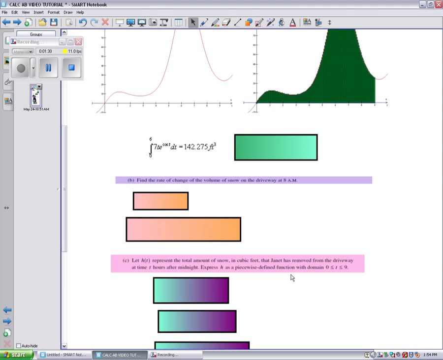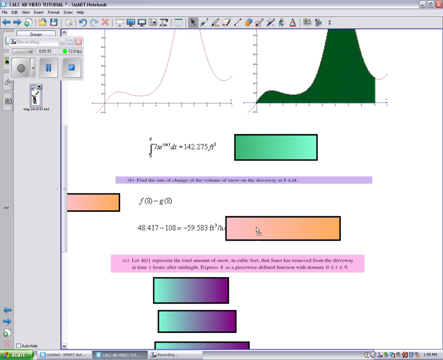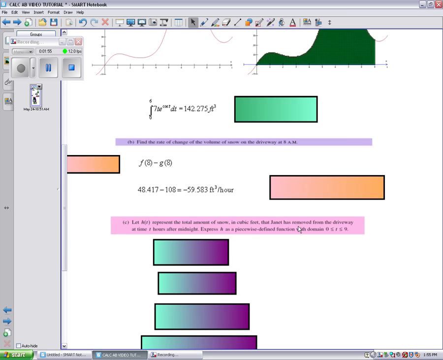Part B: find the rate of change of the volume of snow on the driveway at 8 a.m. Rate of change at a specific point in time is the derivative. Since we are given the rate equation, we can simply plug in t = 8 to f(t) to find the rate at which snow is accumulating, then subtract the rate at which the snow is being removed. Therefore, the net rate of change of snow on the driveway is equal to f(8) minus g(8), which equals negative 59.583 feet cubed per hour.